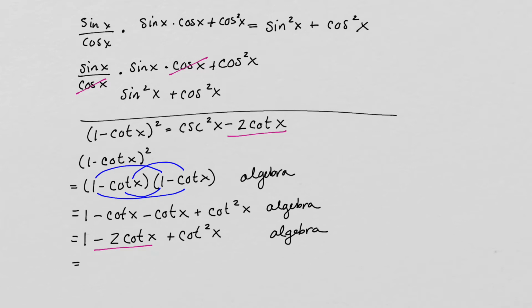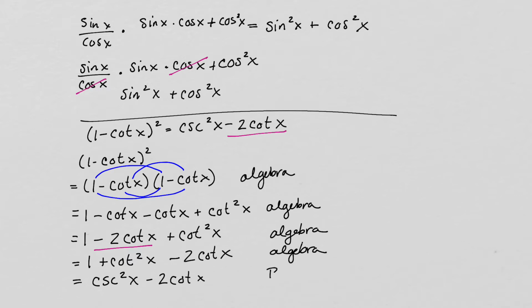If we regroup them a little bit, this is 1 plus cotangent squared x minus 2 cotangent x. Technically rewriting it is still just some algebra work. So remember, 1 plus cotangent squared x is actually just cosecant squared x. So this is equal to cosecant squared x minus 2 cotangent x, and I used here the Pythagorean identity. Does that make sense?